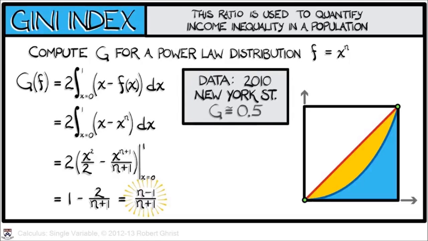If we look at a little bit of economic data, we find that in the year 2010, the state of New York had a Gini index of 1/2, approximately. If the income in New York State were distributed according to a monomial, then what would that monomial be? Well, we see that it would be a cubic distribution. We can't conclude that, but if it were a monomial, it would be a cubic distribution.